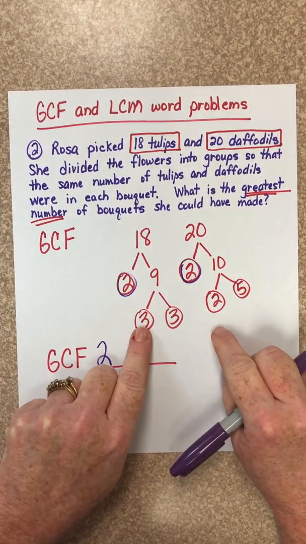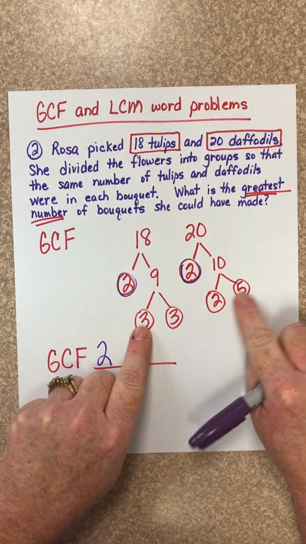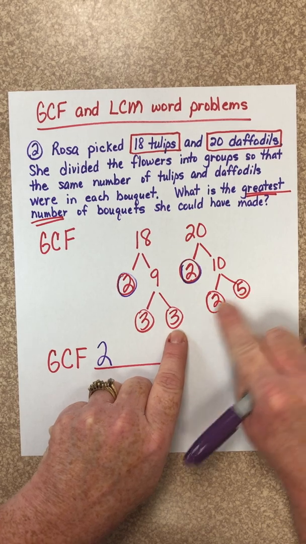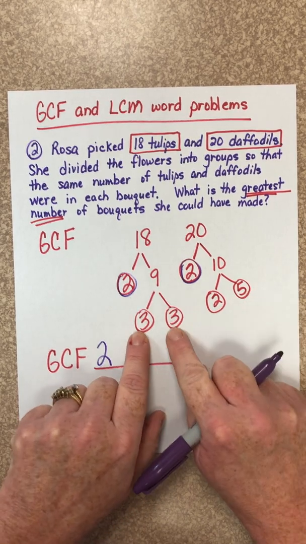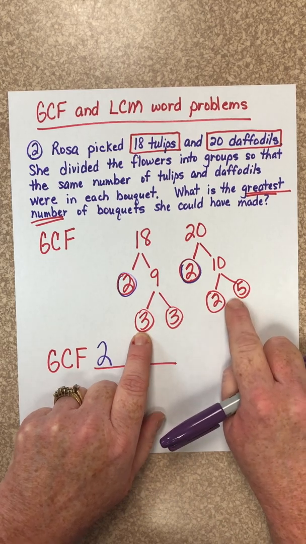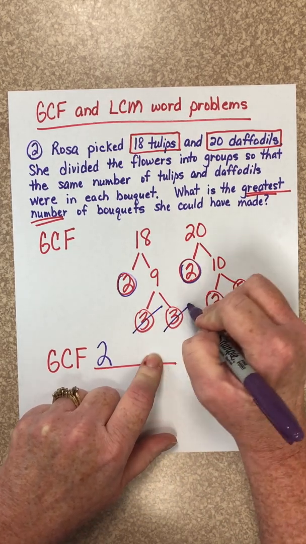Then I have a 3, but over here I don't have a 3. I have a second 3 in the first tree, but I still don't have a 3. So can I use these 3's if there's not another common 3 over here? The answer is no. So I'm going to mark those out.